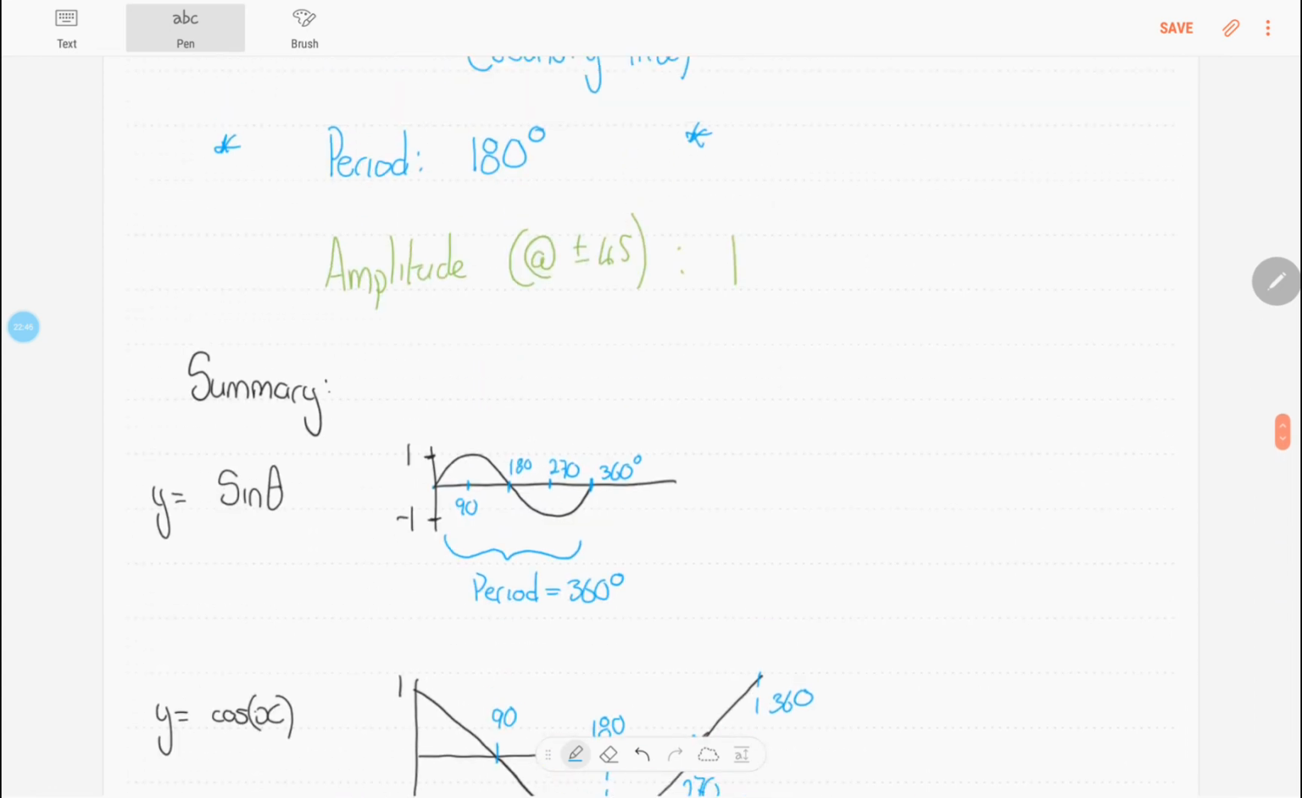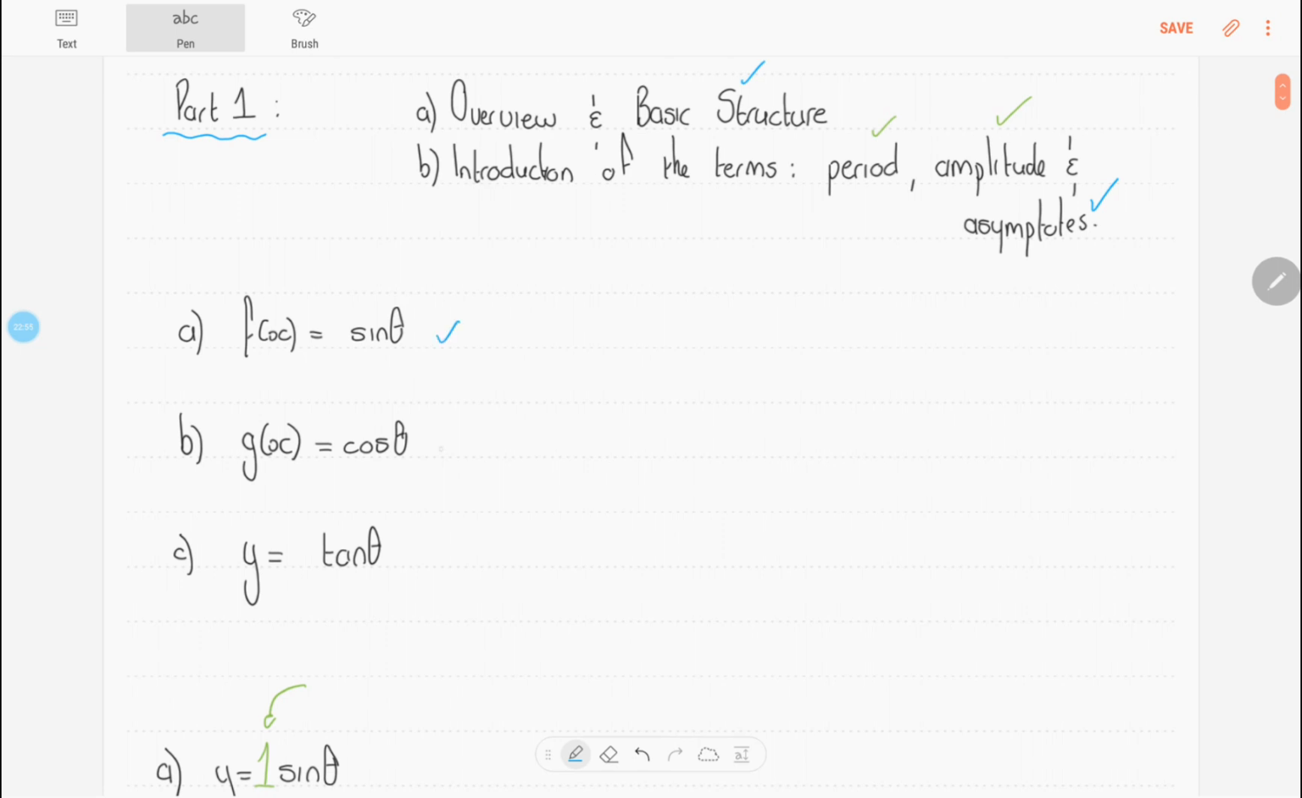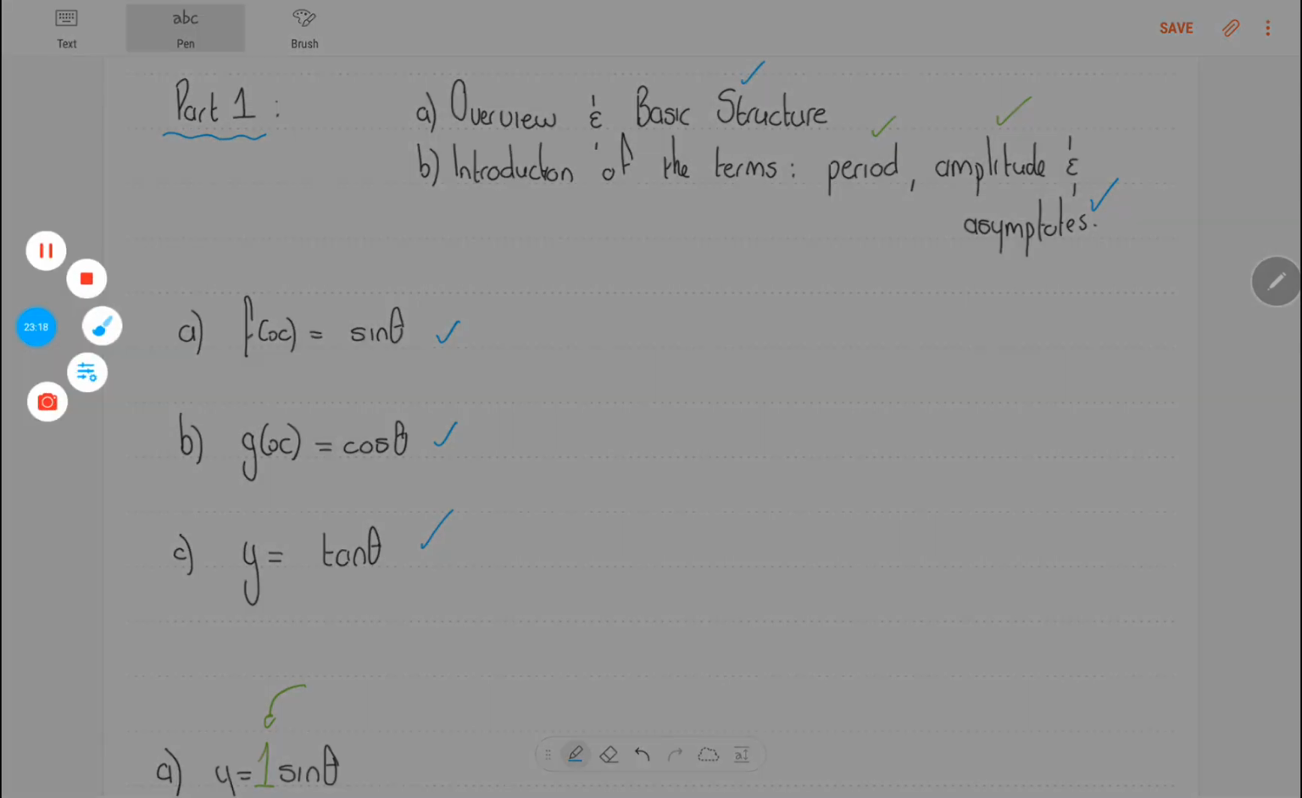So that is our basic graphs done. We've gone over our amplitude and our basic structure, and in total we're all finished, so we've got all of these covered. That concludes part 1. In the next section we're going to go over our standard form and how we change things like our period and our amplitude, and we're going to see how they start asking us proper questions. I hope this helps, and let me know any feedback whatsoever. Alright, cool beans.